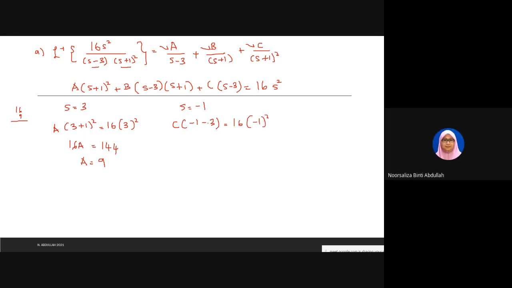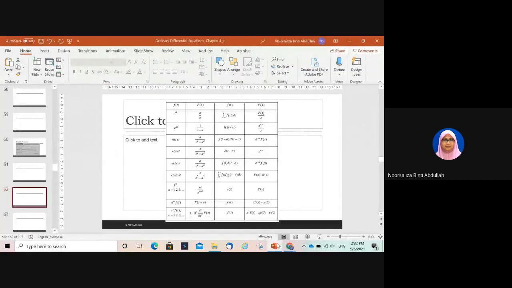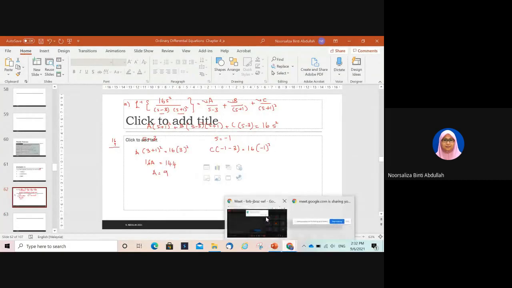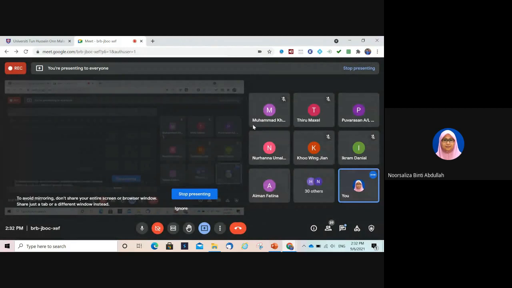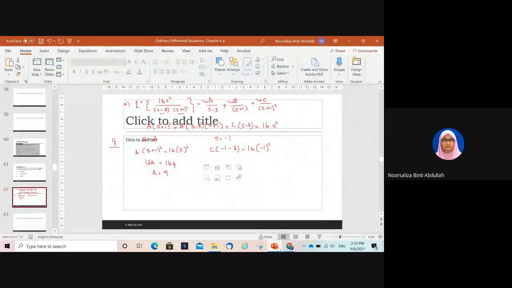Madam, ada yang nak masuk? Ada yang nak masuk lagi. Sekarang dah pukul berapa ni? 2:30 lah. Okay, dah masuk belum? Dah.